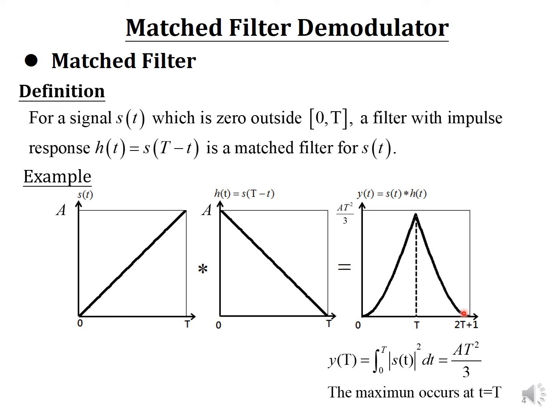So here at the filter output, y(t), if we take a sampling at time t equal to capital T, the integral is fully overlapped, and we have the maximum value at t equal to T. That is the matched filter.